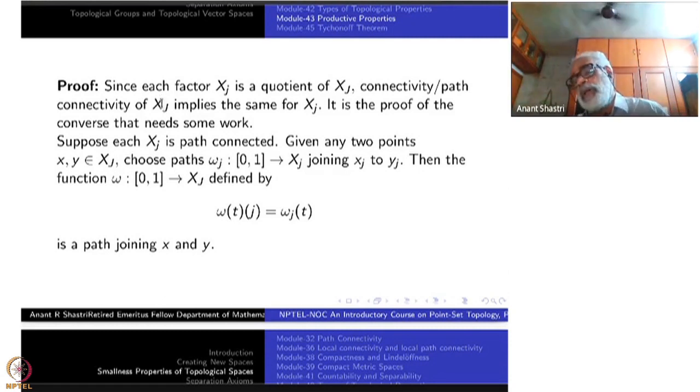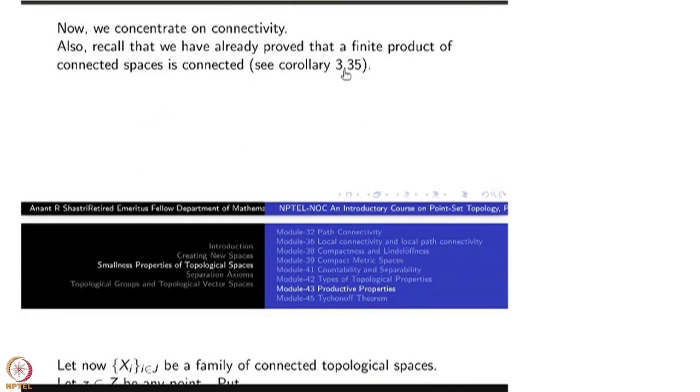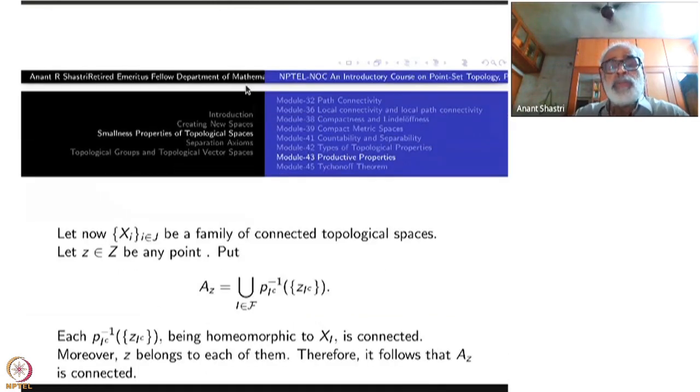So let us now concentrate on connectivity. Recall that we have already proved that finite products of connected spaces are connected. This was Corollary 3.35 or whatever. I don't have to show it to you; we know this very clearly. Indeed, we proved a stronger result, namely, if Y is connected and the fibers are connected, then X is connected under any quotient map. Using that, we can prove that if two of them is connected, then three of them, and inductively, any finite product is connected. So I am going to use that one.